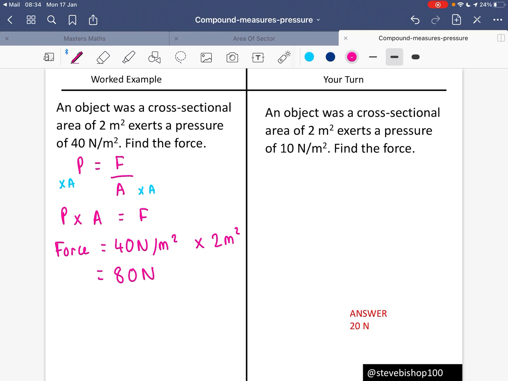All we've had to do is rearrange the formula first, change the subject. So force is equal to pressure multiplied by area. Multiply the two values you've been given together to give you 80. I'd like you to do the second one yourself, so pause the video for a second. Read through the question and show the working out. You can see what the answer should be, but you need to make sure your working out will get you to the correct answer. So pause the video and have a go at that now.